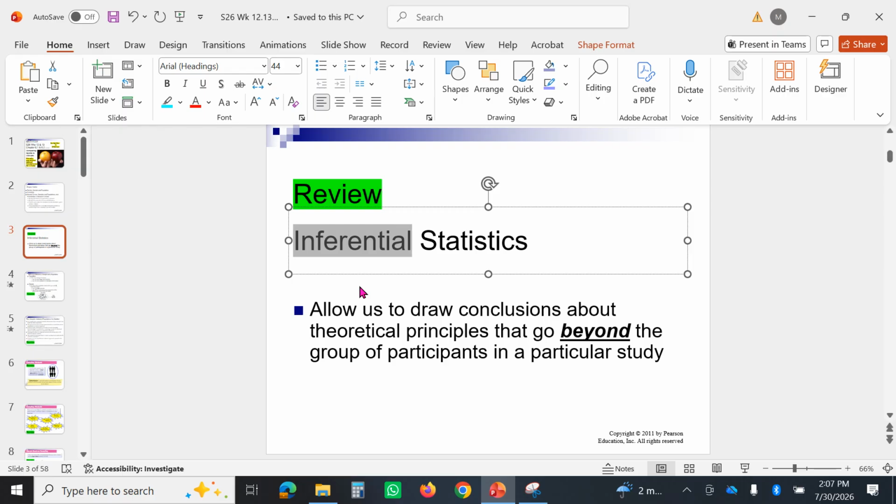100 people, 200 people, 1,000 people, 5,000 people. Of course, the more people that you poll or ask, the higher the degree of accuracy, right? But when you're trying to predict 1,000 people onto 40 million, yeah, there's going to be some uncertainty there. So this is the whole idea behind inferential statistics. It allows us to draw conclusions about theoretical principles that go beyond the group of participants in a particular study.